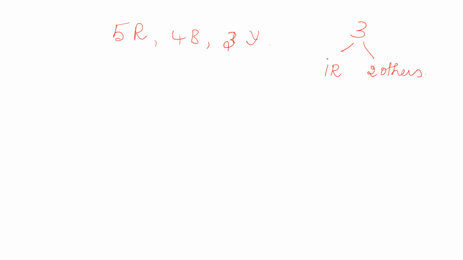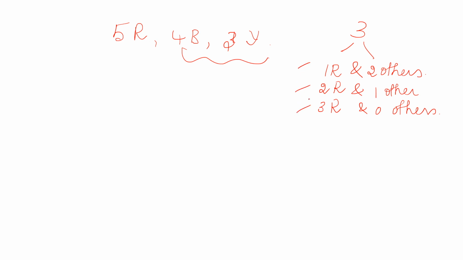For the remaining, no condition is given. So it may be blue or yellow. We need not bother about that. So we can combine these two together. We can generally name it as others. So 1 red ball and 2 others. With this one, it is not completed, right? Therefore, 1 red ball and 2 others, or 2 red balls and 1 other, and 3 red balls, at least red ball. So 3 red balls and 0 others. So we have to find out either this one or this one or this one.